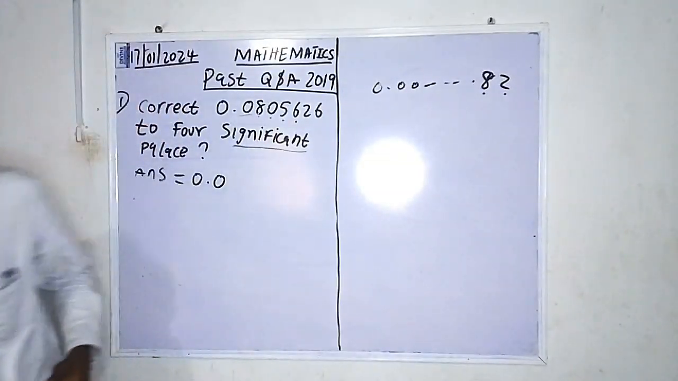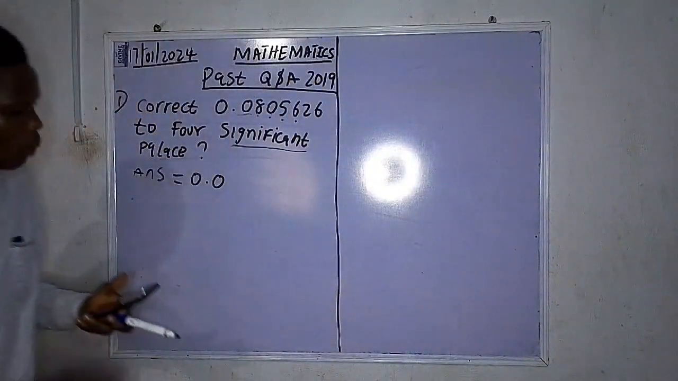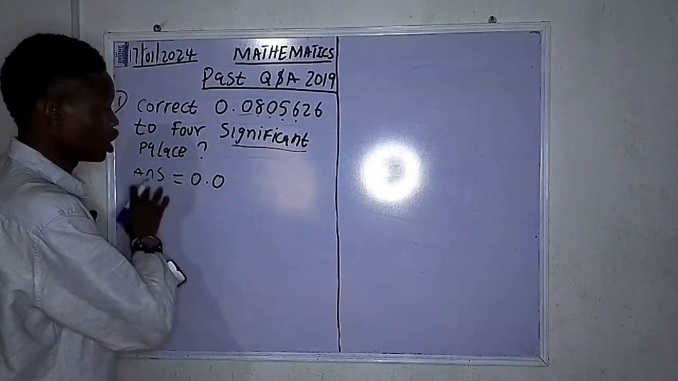I hope that's clear. And if it's not clear, do well to drop your question in the comment section and I'll do well to answer the question. So our first answer is what? 0.0, not a real number.